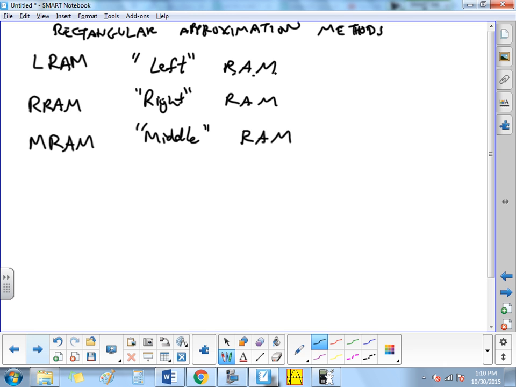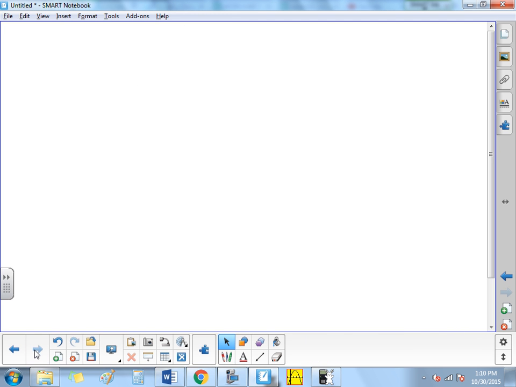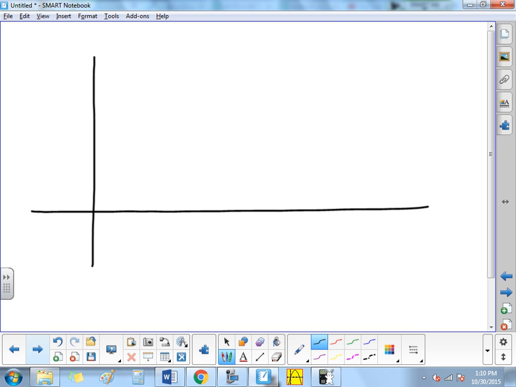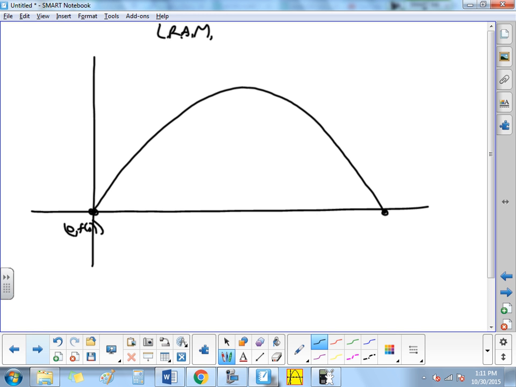So I'm going to teach this by example instead of getting all theoretical about it. Let's just do the problem we've set out to do. So we know what our function is. We'll do LRAM first. Okay, this function basically passes through 0, f of 0, and it goes all the way up and back down, and it hits at 4, f of 4, on the x-axis. And f of 0 and f of 4 both happen to be 0. Okay.